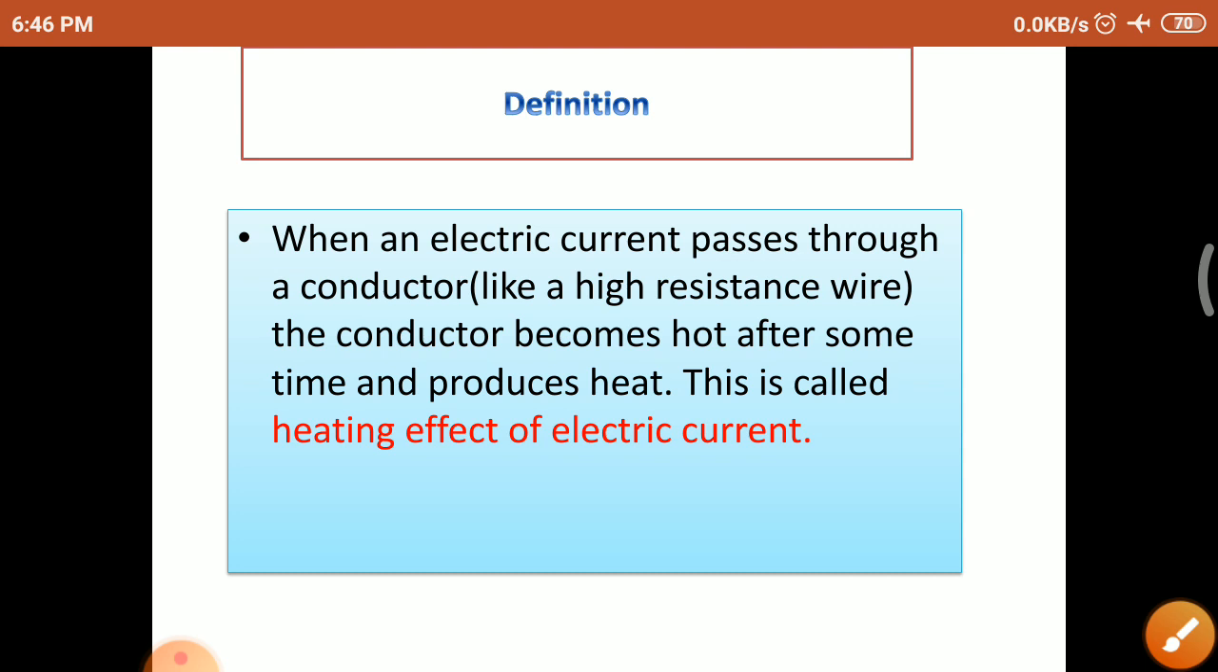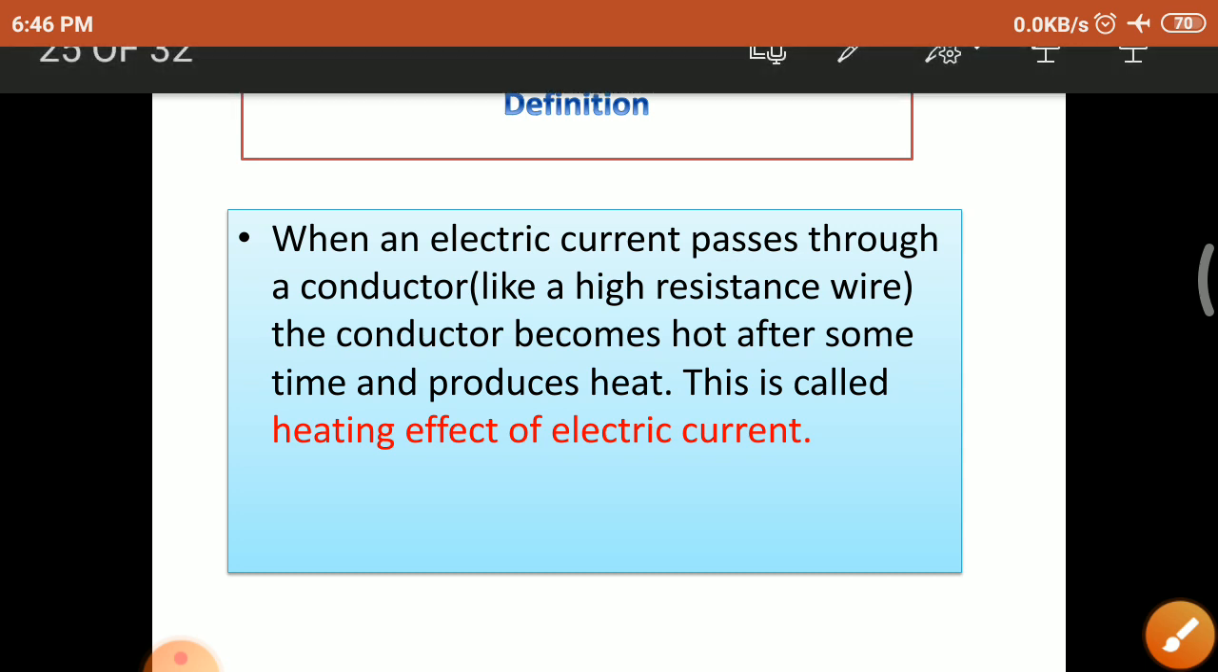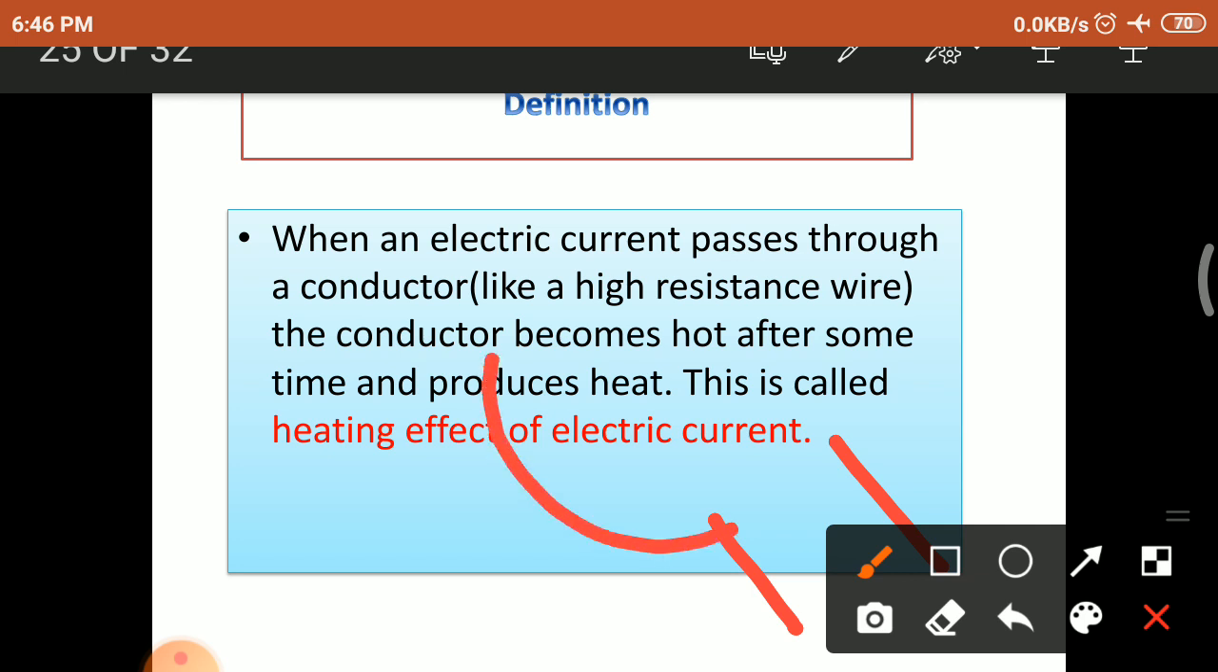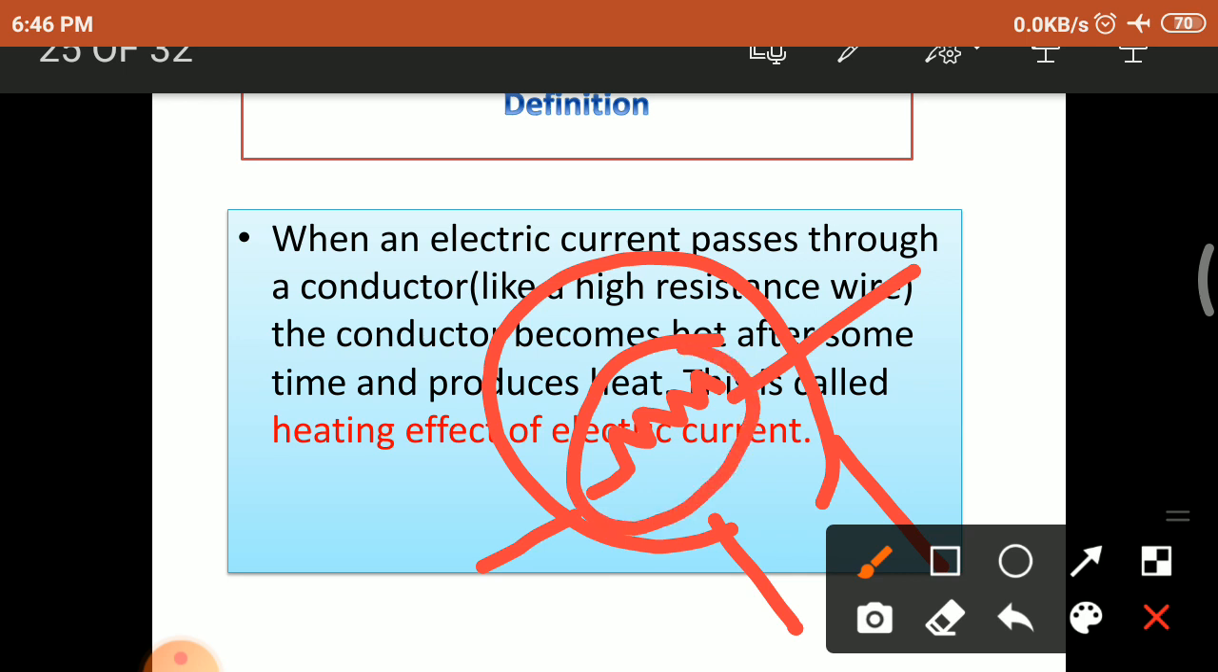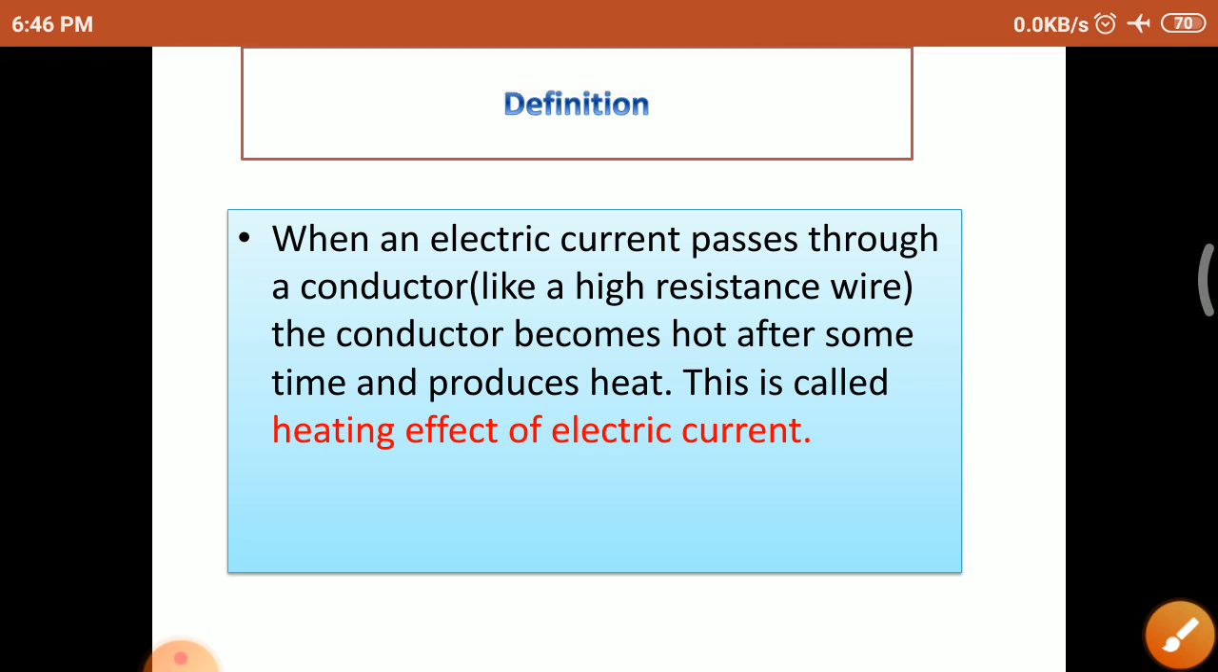See, if you take an electric bulb, the electric bulb contains the filament. So this filament is a high resistance filament. When the current passes through a conductor like a high resistance wire, the conductor becomes hot. After some time, it produces heat. So this effect is called heating effect of electric current. Due to the electric current, we get heating effect.